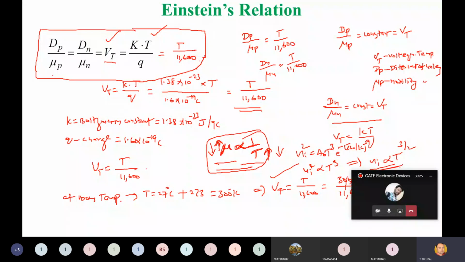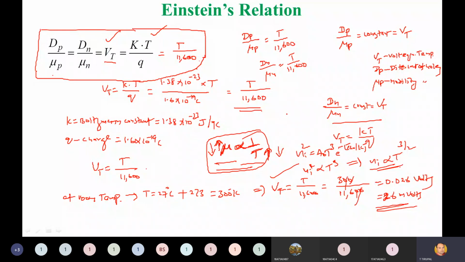So here what happens is mu is inversely proportional to temperature. Please take care of this one, right? Next. So this is called as Einstein's relation. So please do remember all these formulas now. So take this formula.